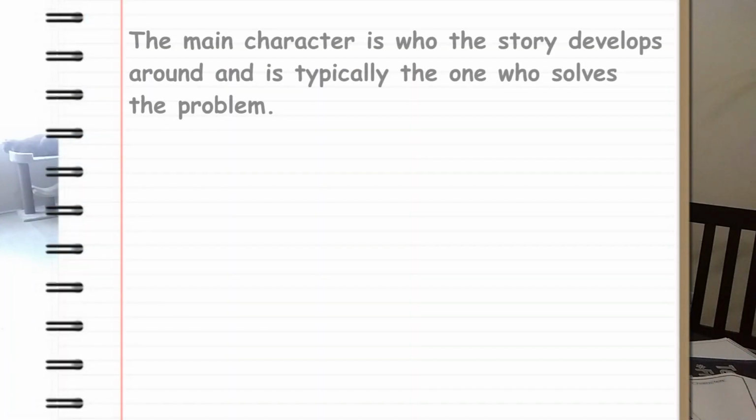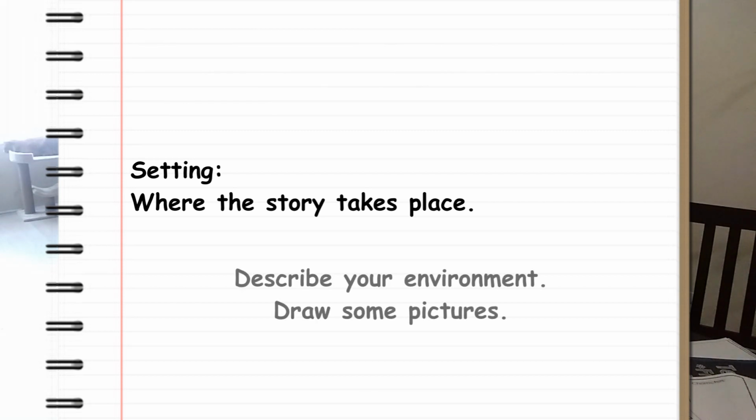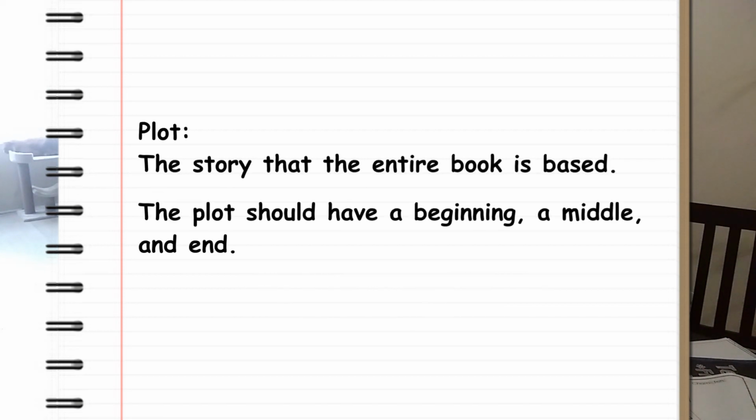Each story typically has a main character. The main character is the person that the story develops around, and they are usually the one to solve the problem. Then we have the setting. This is basically where your story is going to take place. It's really helpful to describe your environment, or you can draw pictures. Then we have the plot. The plot is basically the entire story that the book is based on. A plot should have a very clear beginning, middle, and end.